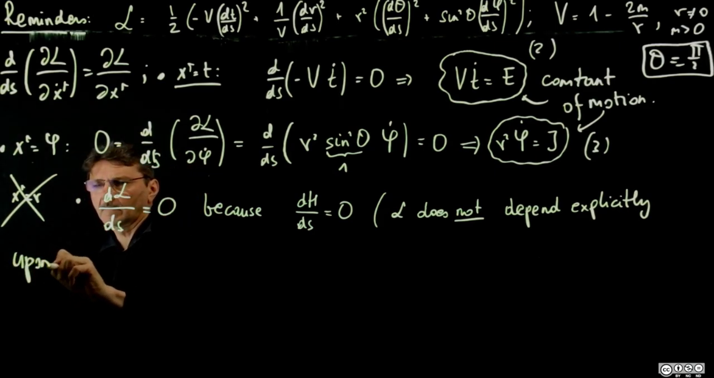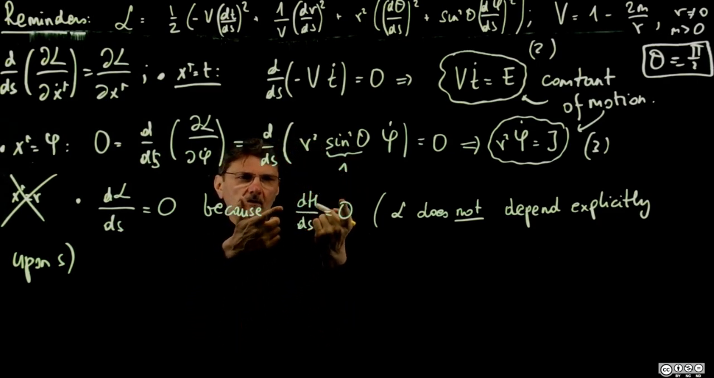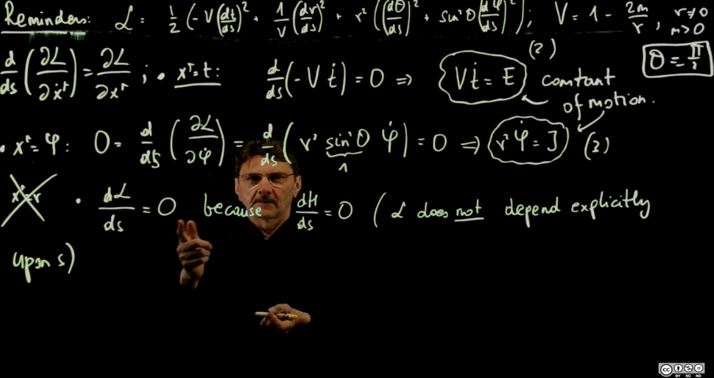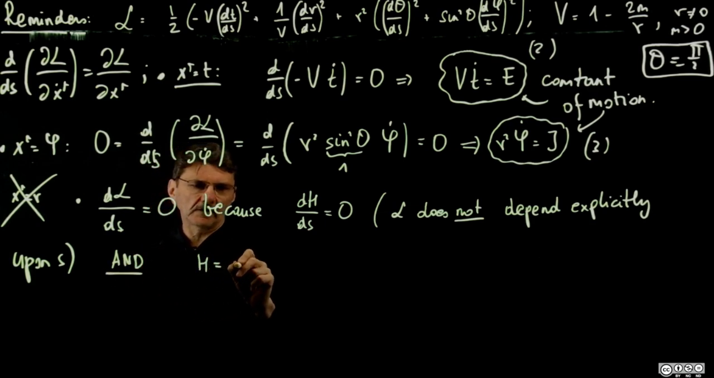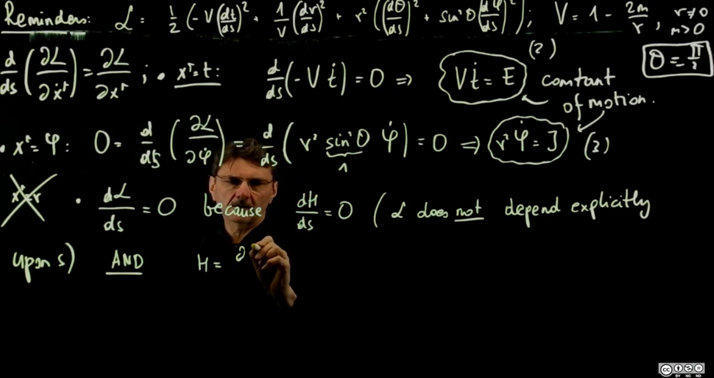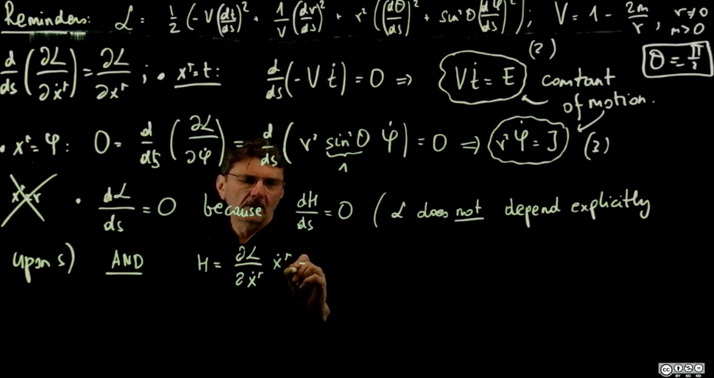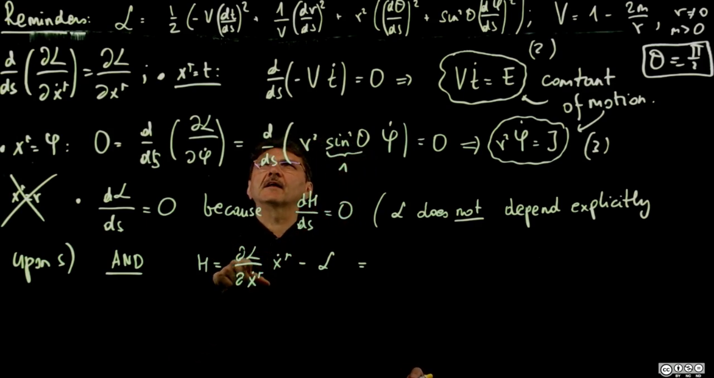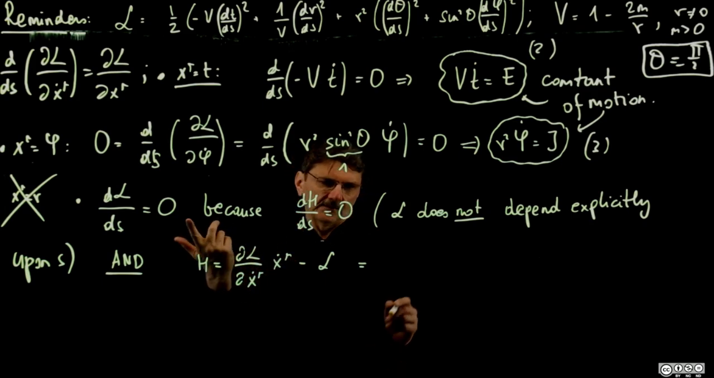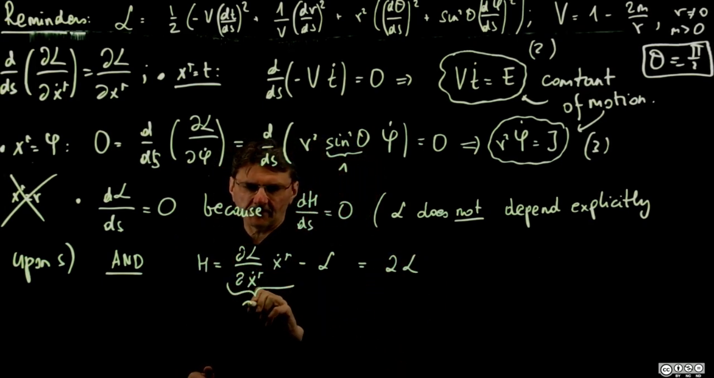So dH over dS is 0, so the Lagrangian too, and so this follows from the fact, right, that the Hamiltonian is, let's see, how does this work? The Hamiltonian is dL over d x dot mu, times x dot mu, minus L. Good, but so the Lagrangian is a quadratic function of the momenta. So the derivative of this is twice the Lagrangian, right? So this is twice the Lagrangian.